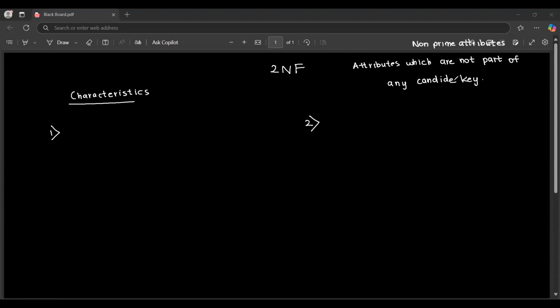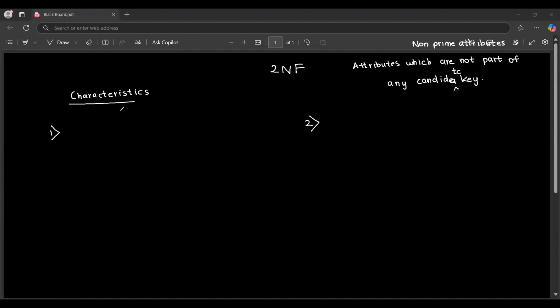We know the candidate key. Candidate keys are superkeys which can be used to identify a tuple in a relation uniquely. At the same time, that superkey must not have a proper subset which is also a superkey. That's what we call candidate keys. From these candidate keys we select the primary key, and the other candidate keys are named alternate keys. So non-prime attributes are attributes that are not part of any candidate key.